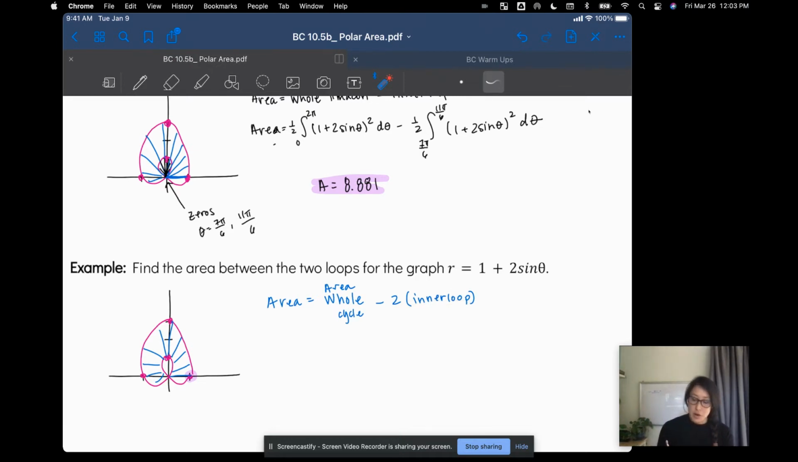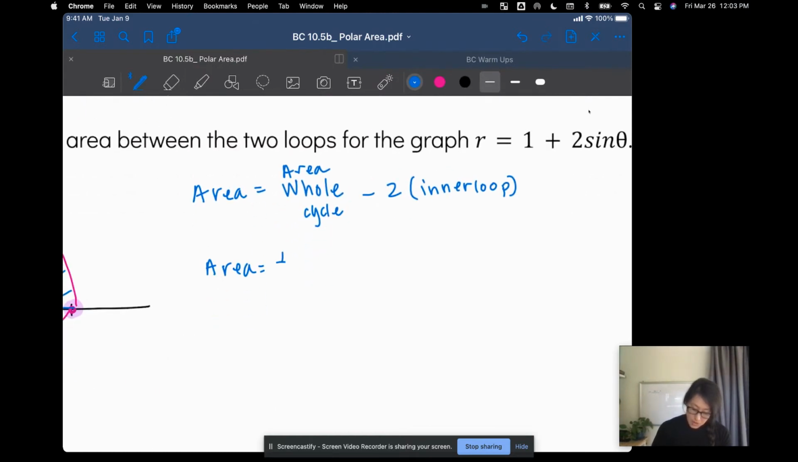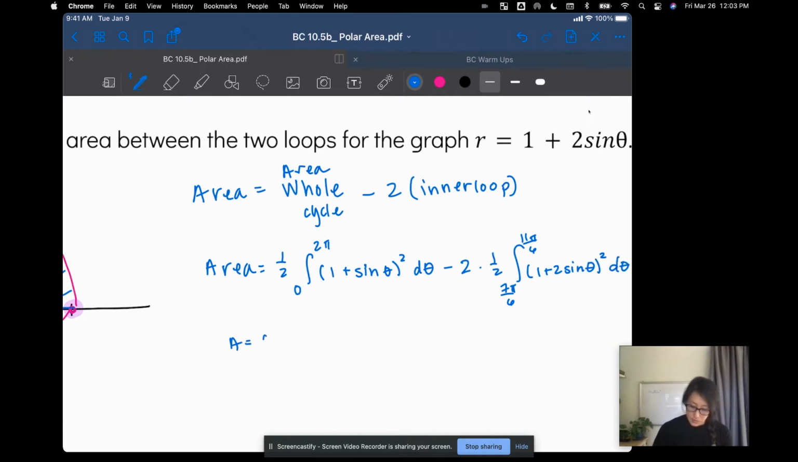Okay, so I end up with the area is equal to 1/2 times the integral from 0 to 2 pi of 1 plus 2 sine theta squared d theta, minus 2 times 1/2 of the inner loop, which is 7 pi over 6 to 11 pi over 6 of the same function, 1 plus 2 sine theta squared d theta. So the area is equal to 8.337 or 8.338.